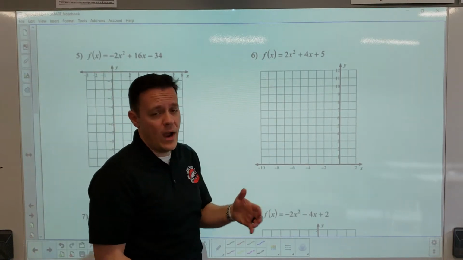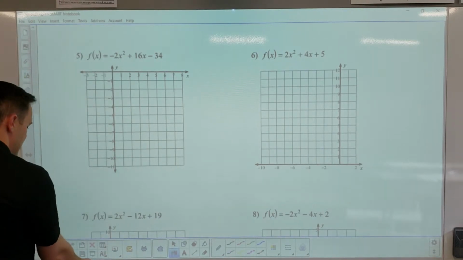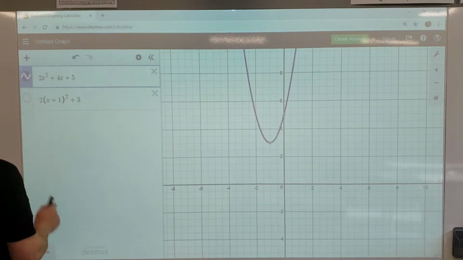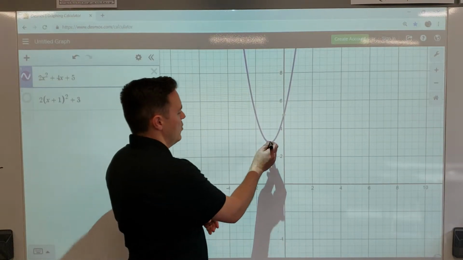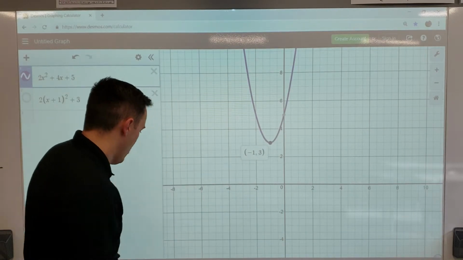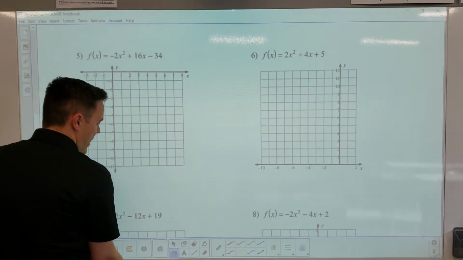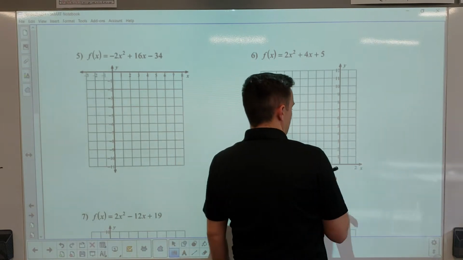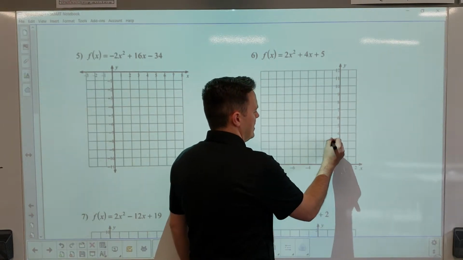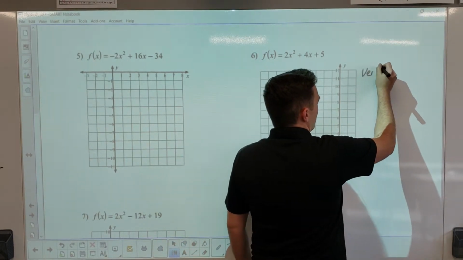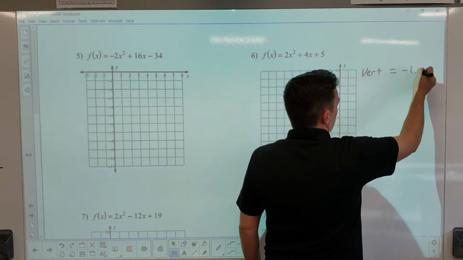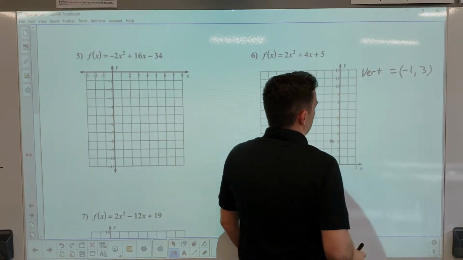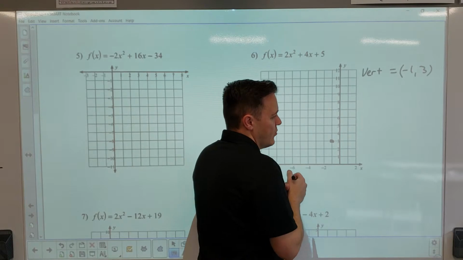All right, on number 6. First thing you do, graph it in decimals. This is the fastest way to do it. Here's your graph. What is my vertex? -1, 3. So if I go back in here, my vertex is -1, 3 right there. So I will write vertex -1, 3. From there, ladies and gentlemen, what are we looking for now?